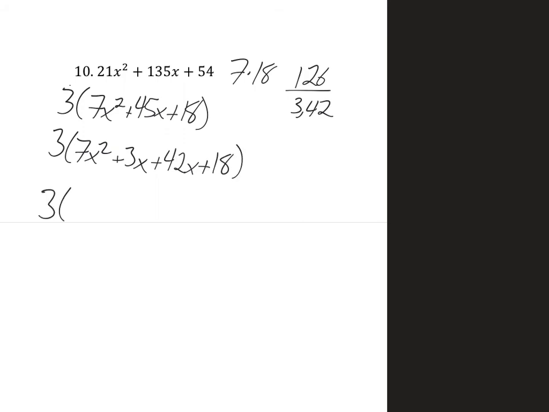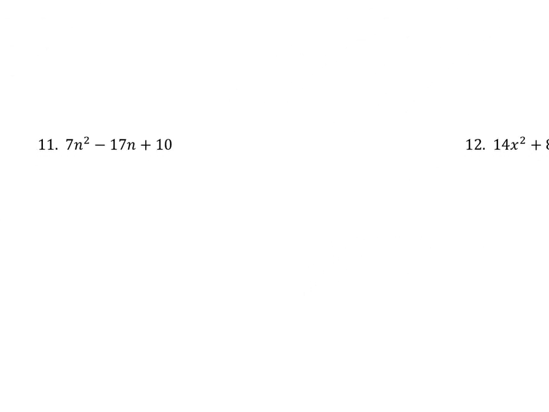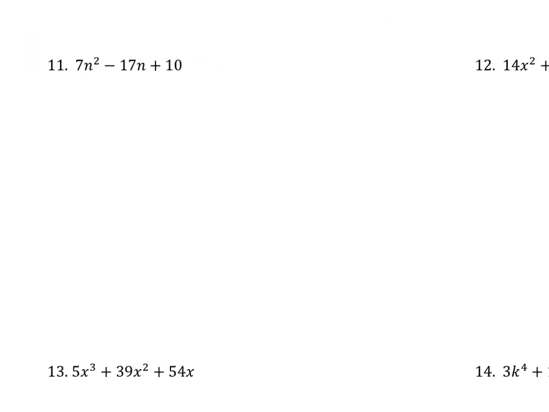So now we have 3, parenthesis. I can pull out an x for the first two, so 7x plus 3. And for the second one, I can pull out a 6, so plus 6, parenthesis. 42 divided by 6 is 7x plus 3. All right, so my final answer is 3 times x plus 6, 7x plus 3. Okay, go ahead and try out the next one.